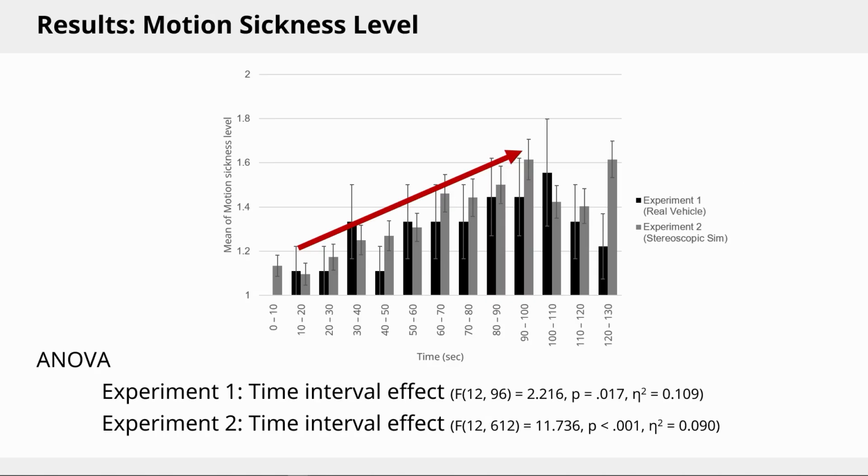Within each indicator, there were participants' data and time interval data with missing values, and they were excluded from the analysis data. This figure shows the result of the average motion sickness level every 10 seconds. In the plot, the horizontal axis indicates the time interval, and the vertical axis indicates the average motion sickness in all participants. In both experiments, it can be seen that the motion sickness level increased toward the later part of the experiment. Analysis of variance for time shows a significant difference in both experiments.